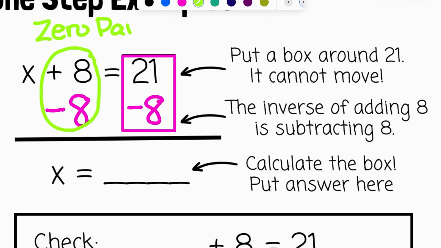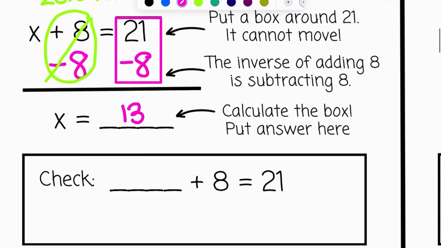Now this is what we call a zero pair. You can think of that as a positive 8 and a negative 8. That makes 0. So now that is gone. And the only thing left on the left side of our equation is x. Then we calculate our box. 21 minus 8 gives me 13.